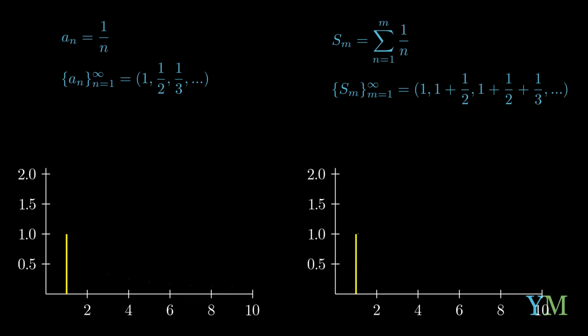What happens when we go to the second term? Well, a2 is half, but s2 is 1 plus half. Basically, what we're doing is summing the two terms of an. Let's continue on. What about s3? Well, we know a3 is 1/3. s3 would be 1 plus half plus 1/3. That's the idea.